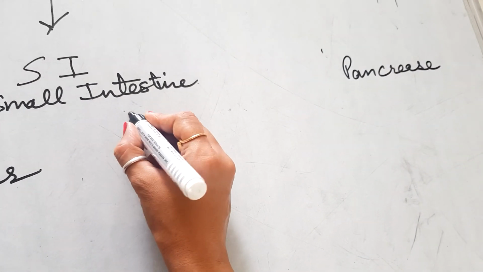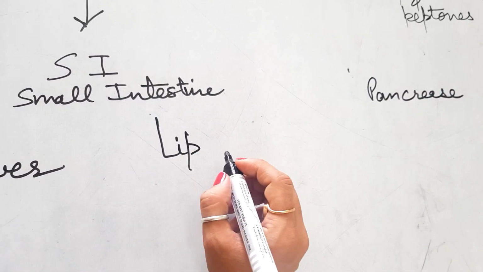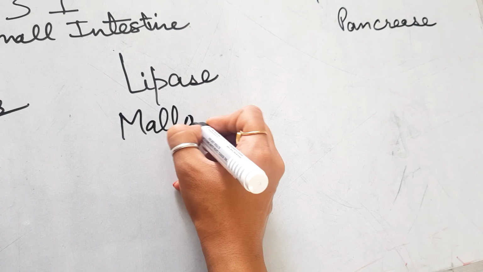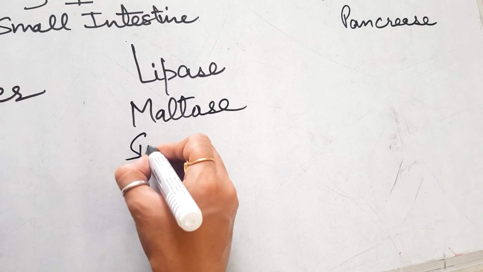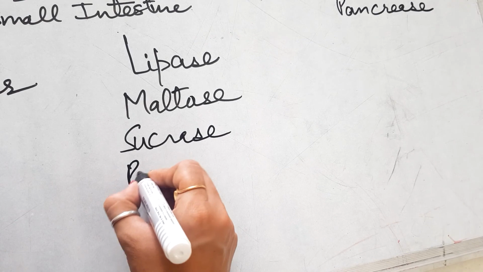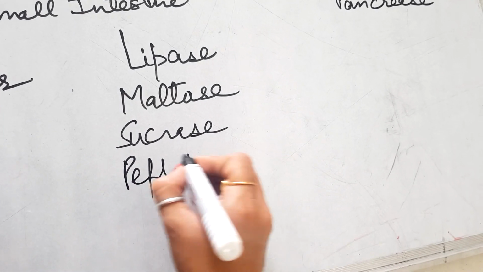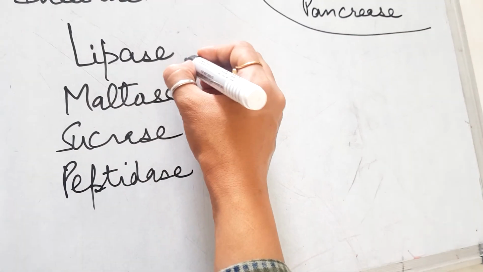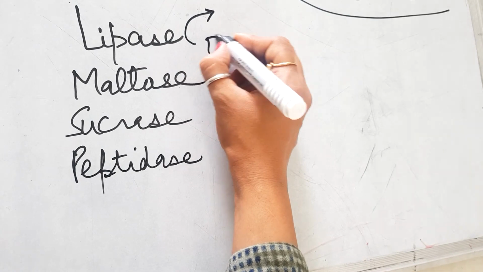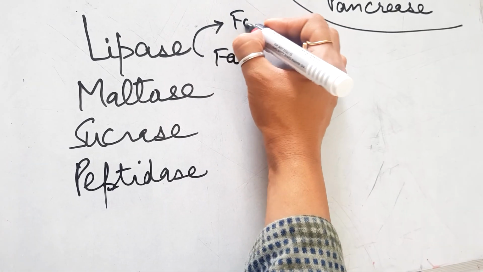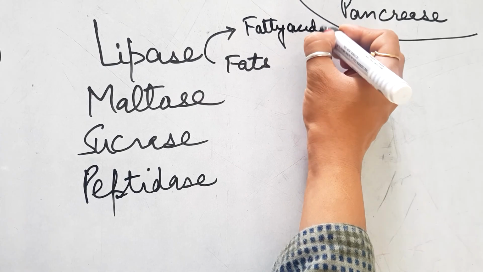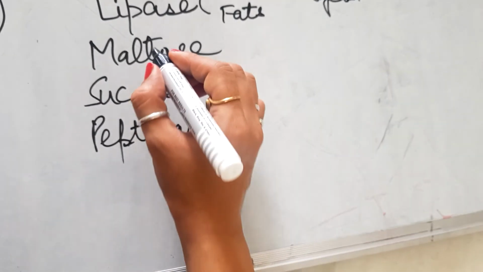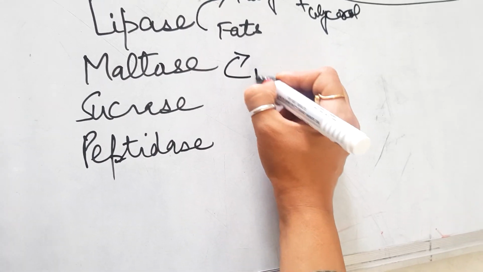So first of all, the small intestine itself releases lipase, maltase, then sucrase and peptidase. So what is this lipase doing? This lipase is converting fats into fatty acids and glycerol.